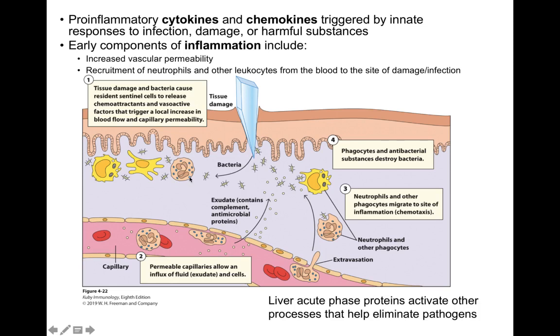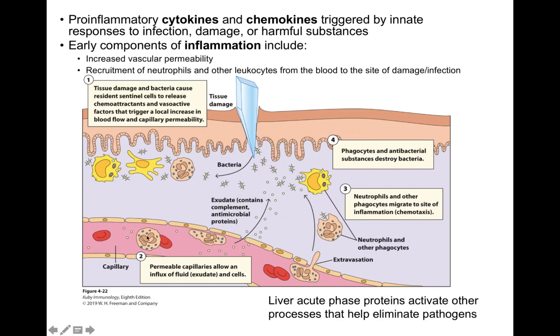And those pattern recognition receptors, when they recognize these pathogens, are going to signal for that cell to make cytokines. And so cytokines and chemokines will be made and released, triggering inflammation in that area. And that makes it so that the vasculature is leaky. And it also recruits other cells to come in by chemokine production.